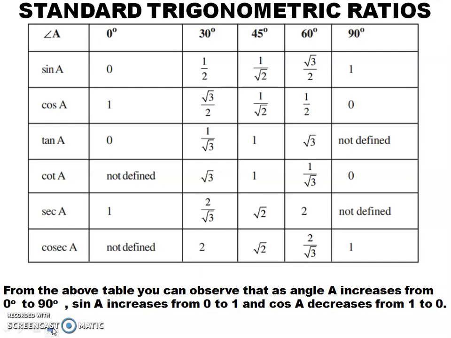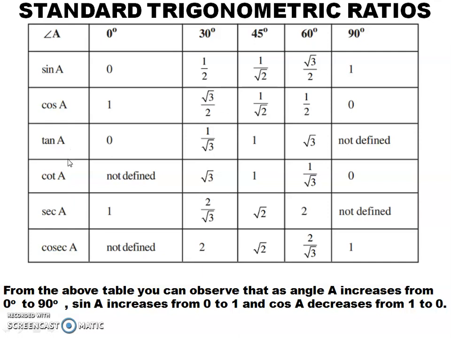Don't get tensed on seeing a long table of values. Here you can see the first three trigonometric ratios. Learn it by heart. As you know, cosec, sec and cot are reciprocals of sine, cos and tan respectively. So here you should learn sine ratio for 0, 30, 45, 60 and 90. Similarly for cos and tan.